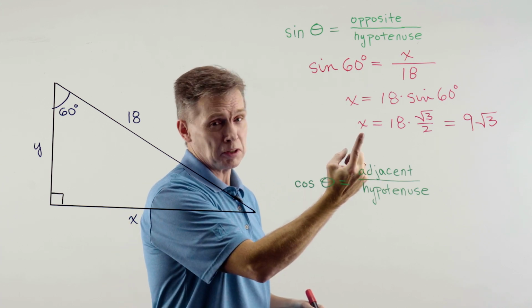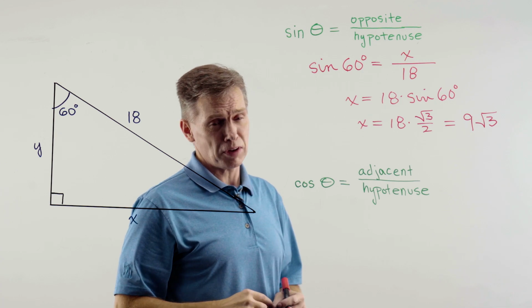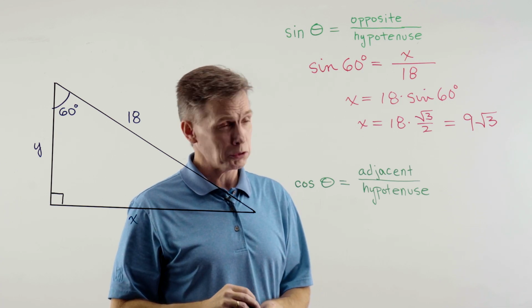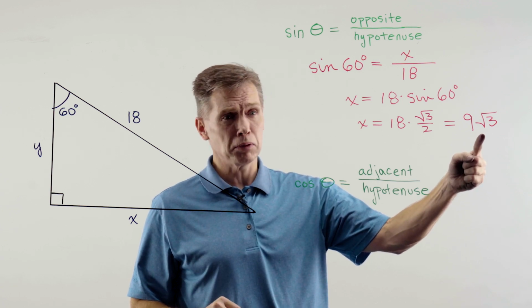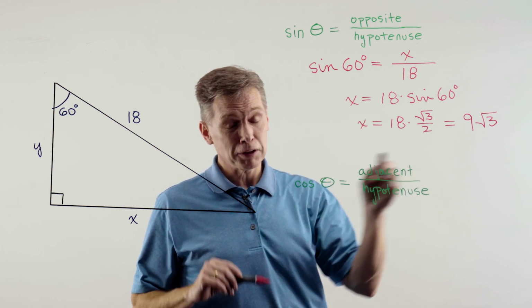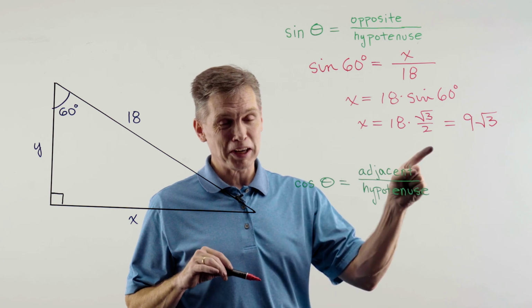And one of the things I'm stressing here, though, is if you notice the directions even said to find the exact value of the variables. So don't grab a calculator. You don't want to find out what 9 times the square root of 3 is on a calculator, because that'll be an approximation. That's my exact answer.